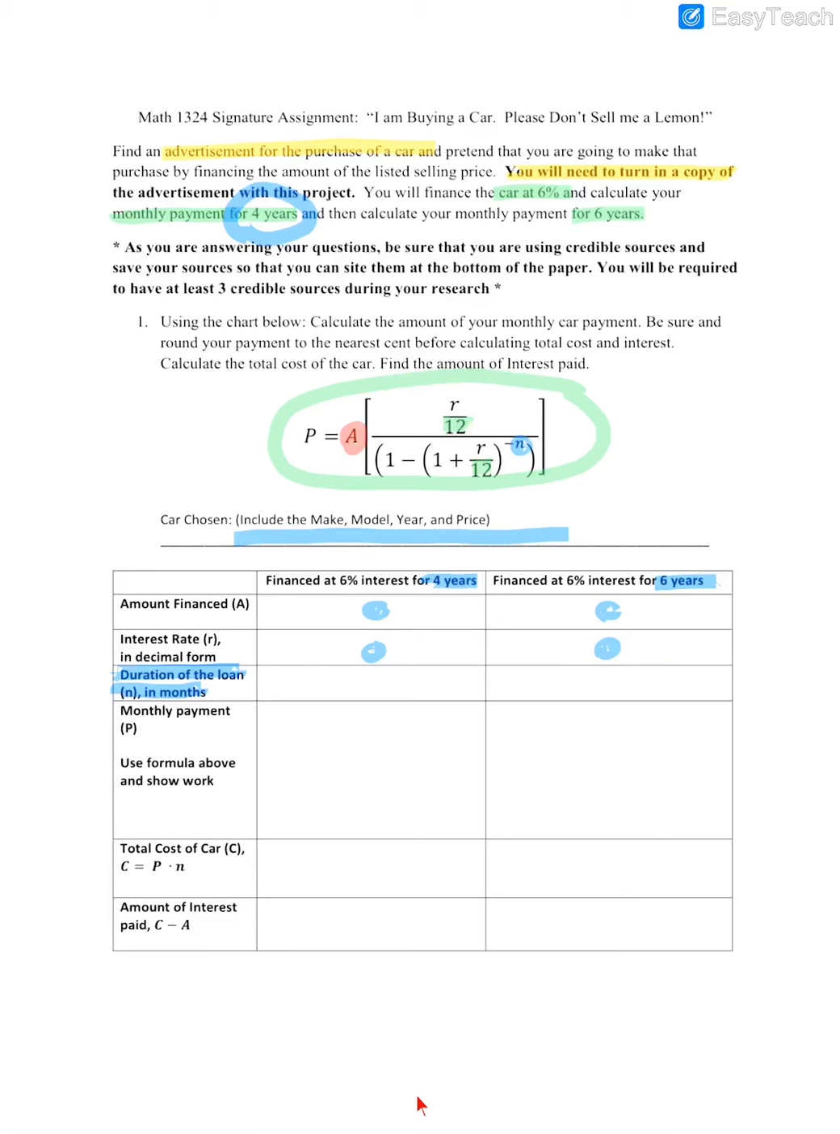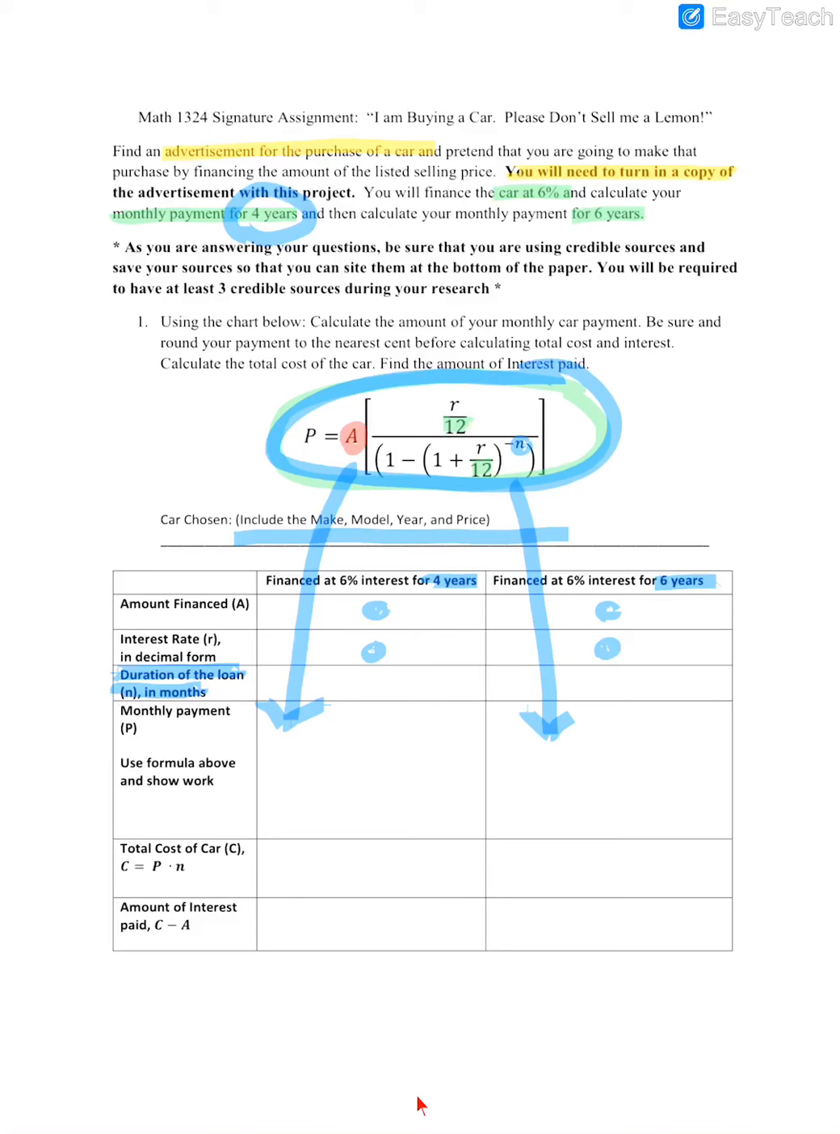And then using the formula that we've given you here, we want to see you calculate the payments. I want you to actually write the formula out with your numbers plugged in and not just get on a calculator without writing it out first. So write it out with your numbers plugged in, then punch it out so that we can see what your monthly payment P is going to be in both cases.